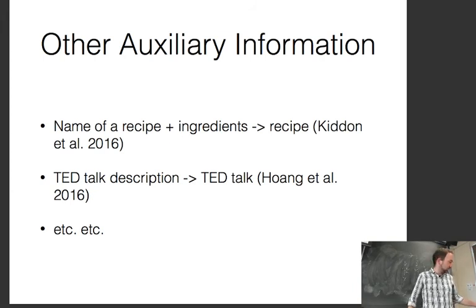Another example is we have a description of a TED Talk. So we have the name of the person who's doing it, the person's bio, and the summary of the content. We condition on that, and then we want to generate the actual TED Talk itself.